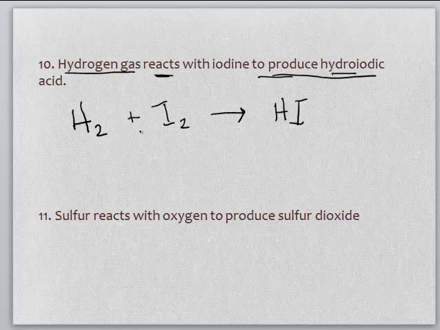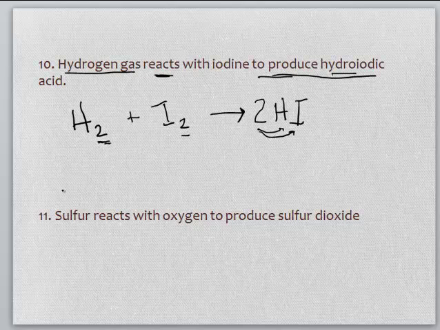Next thing you want to do is balance this one. So since we have 2 hydrogens on the reactant side, we want 2 hydrogens on the product side, so we're going to put a 2 in front of the formula HI, and so we'll have 2 hydrogens and 2 iodines, 2 hydrogens and 2 iodines.